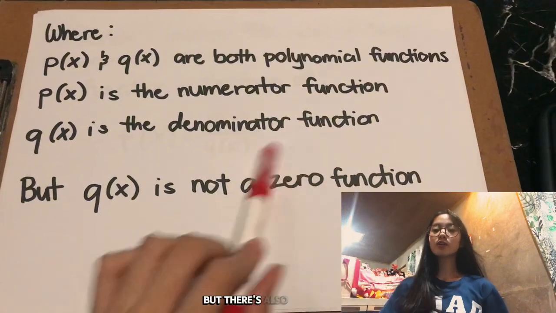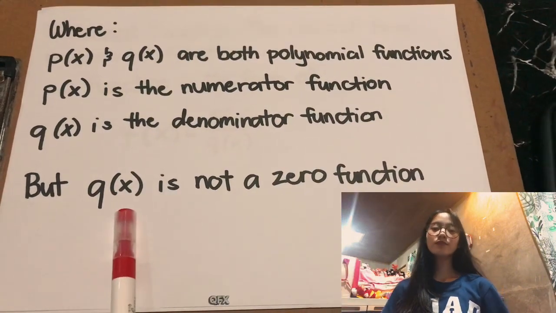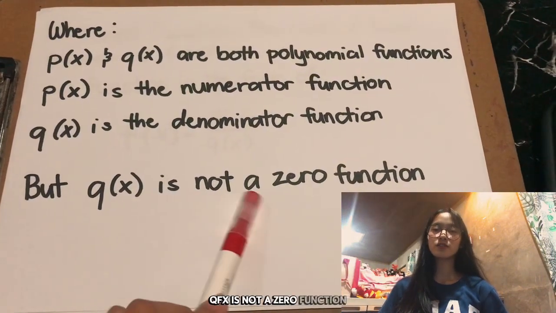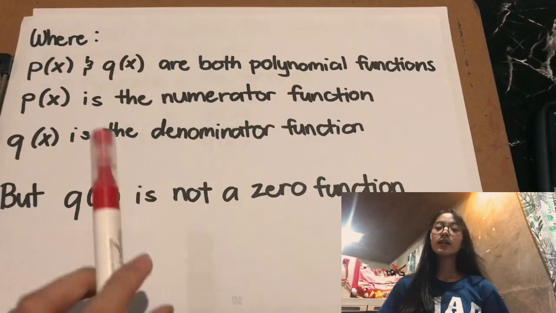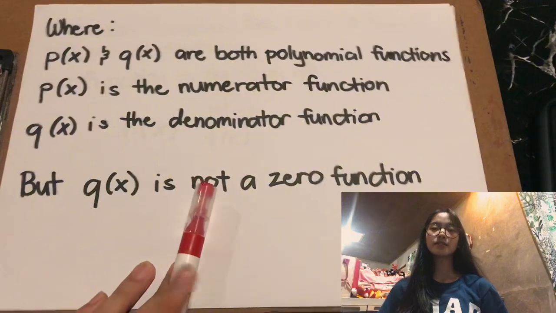But there's also a condition. Q of x is not a zero function, meaning that the denominator must not be equal to 0 for all values of x.